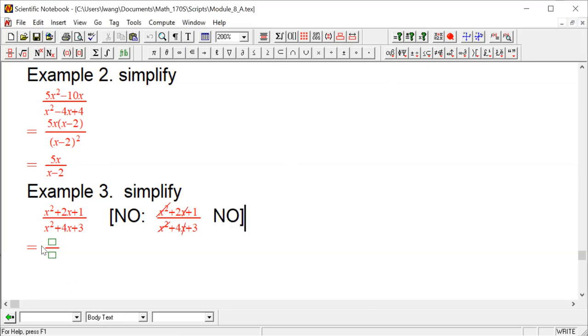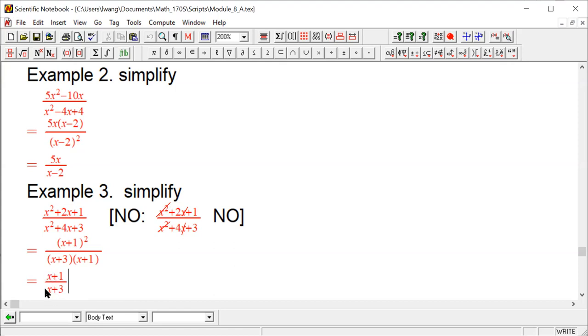Now we're going to factor these two. It's going to be x plus 1 on the top, and on the bottom it's x plus 3 times x plus 1. This is factoring trinomials. In the end, we take away the x plus 1 in the denominator and the x plus 1 on the top, so we have x plus 3 under x plus 1. And no more work to be done.